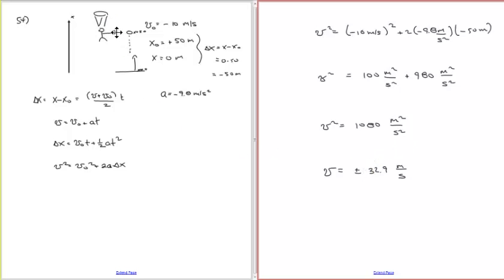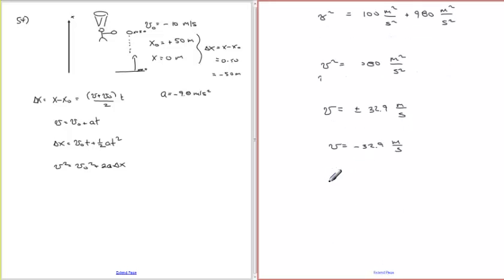Now we have plus or minus, but from the physics of the situation, we know that the v has to be negative because it's falling down. So we only take the negative part, because we know it's falling, going opposite the direction that we define positive. So it's negative 32.9. So we didn't have to solve any quadratic equation there. And therefore, now that we know 4 out of the 5, then we can use any of these equations to solve for t. And usually the easiest one is this one right here.